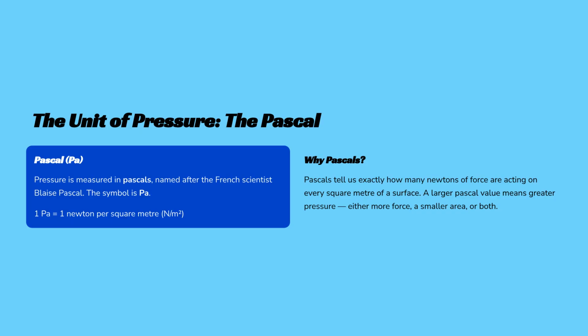Pressure is measured in pascals, named after scientist Blaise Pascal, with the symbol Pa. 1 Pascal is equal to 1 Newton per square meter. A higher value indicates greater pressure, caused by more force, a smaller area, or both.